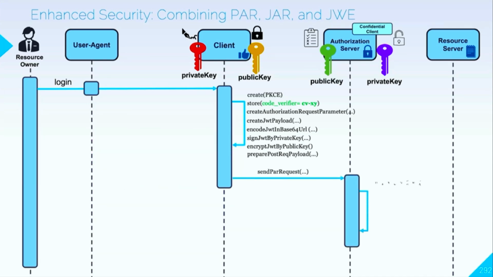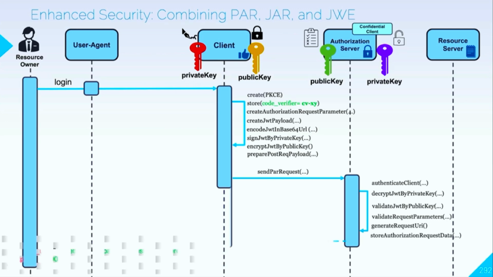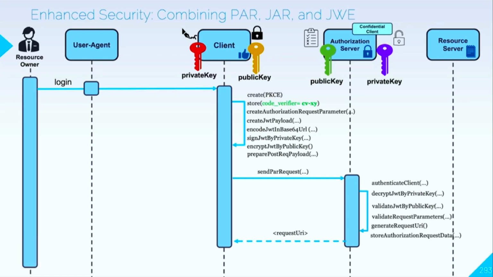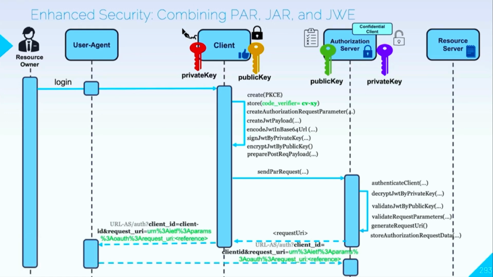The authorization server authenticates the client if confidential. It decrypts the JWE using its private key. It validates the JWS signature using the client's public key. Then it validates the authorization request parameters. It generates a request URI and stores the authorization request parameters. Finally, the authorization server returns the request URI to the client. From here, the flow proceeds as usual for PAR.